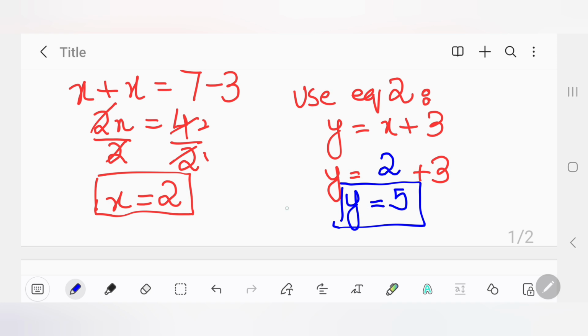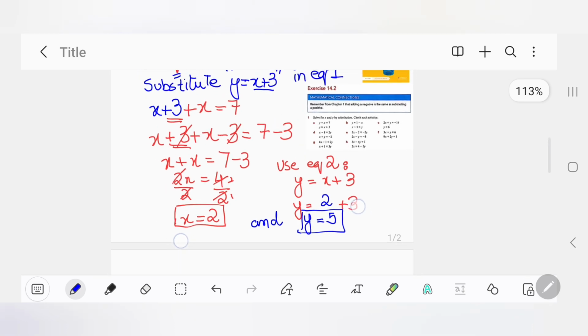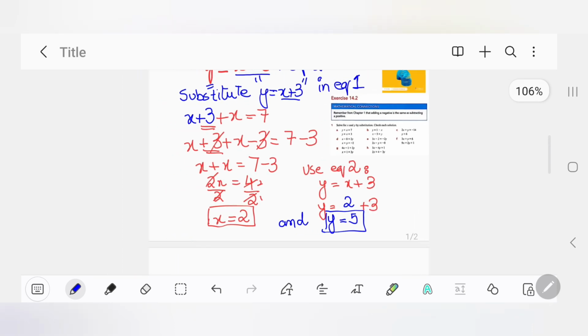Now if you want to double check whether the solution is correct or not, what you are going to do is take the value of x equals 2 and y equals 5, and you can choose either of the equations and substitute these values again.